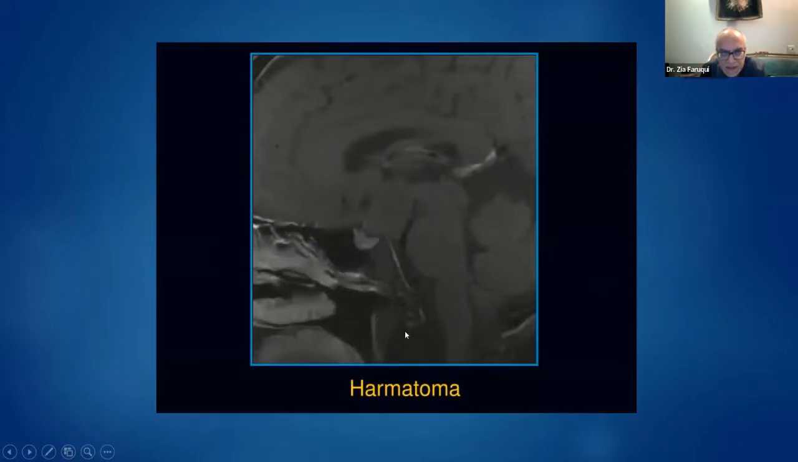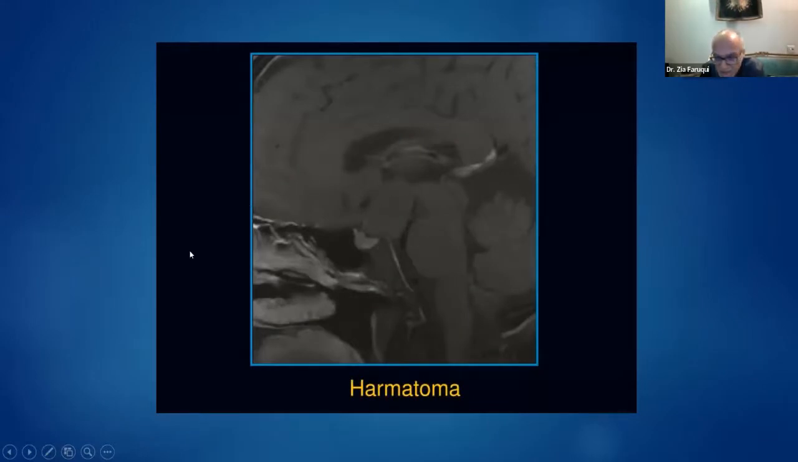This is a sagittal T1 weighted MR image. You can see the normal pituitary gland, concave upward margin, pituitary fossa is normal. And you can see this large homogeneous mass, which is the same signal intensity as the brain. It is not enhanced at all. And this is always going to be a hamartoma. It can't be anything else.